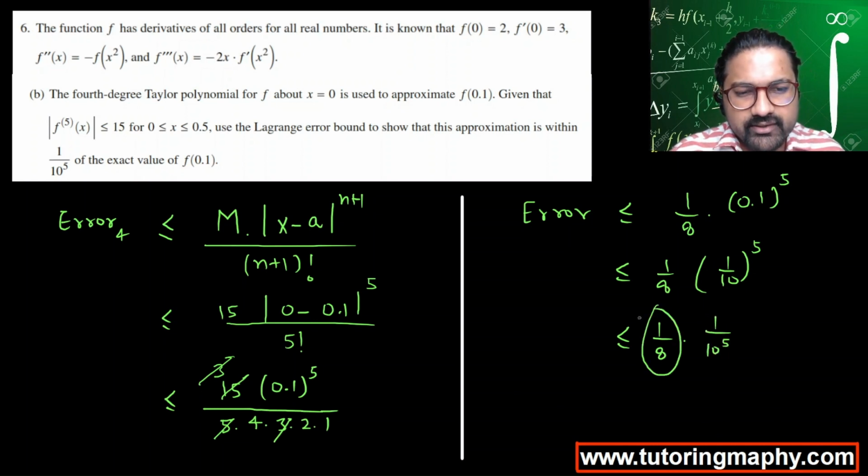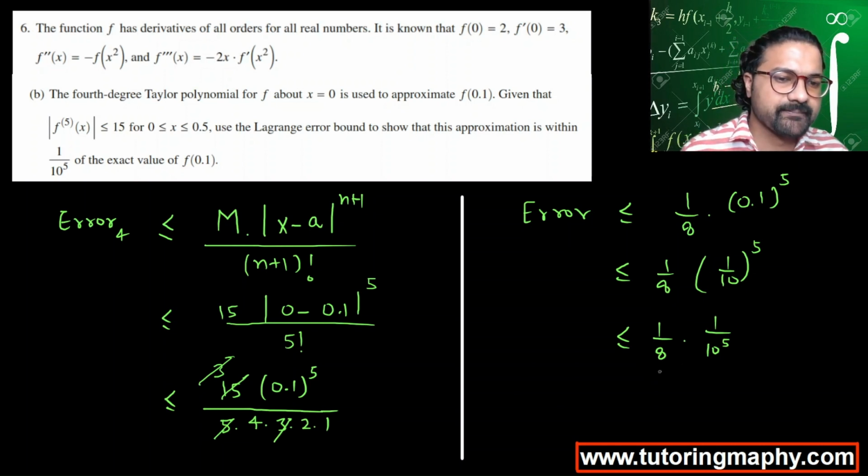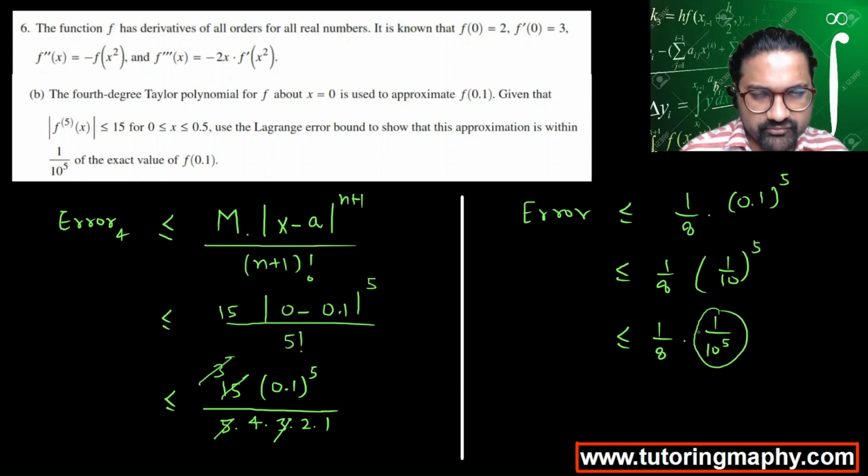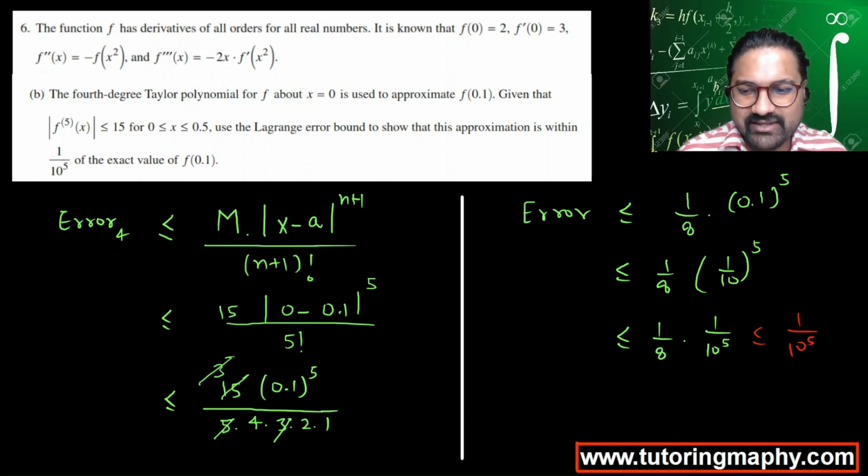And 1/8 is a number which is less than 1. So if it is less than a number which is less than 1 over 10 raised to 5, obviously it must be less than the other one, 1 over 10 raised to 5 as well. That's what we need to prove, right? It's like saying if a number n is less than or equal to 2, then obviously the number must be less than 3.